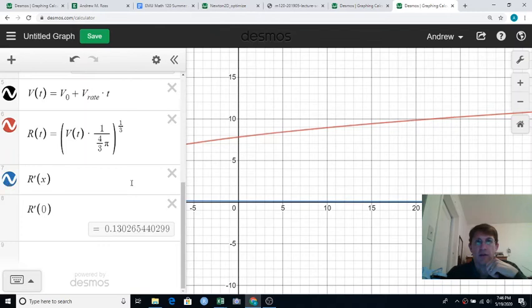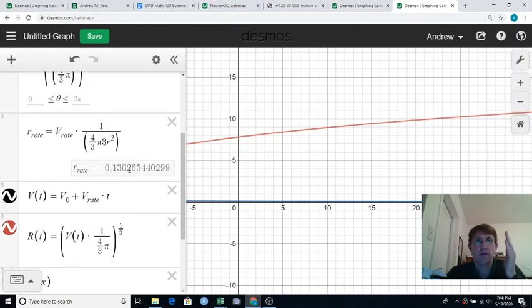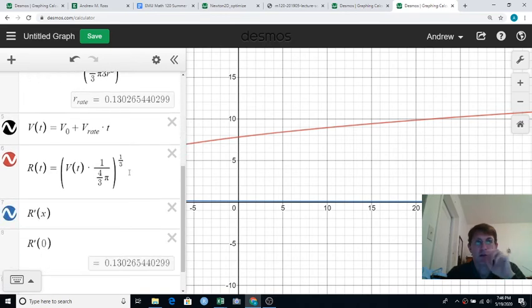And we can say, what does the rate of change look like? It seems to be falling off. And then we can ask, what's the rate of change of radius at time 0? We get 0.13, and we got 0.13 there. So it's always nice when you do something two different ways and get the same answer.